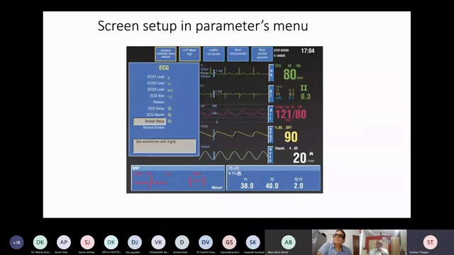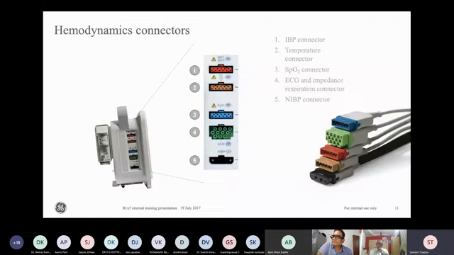You can of course use screen setup to configure different leads and different waveforms accordingly. I just wanted to put it out there, in the interest of full disclosure. This is what I was talking about.